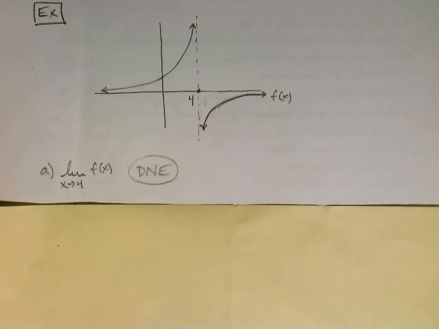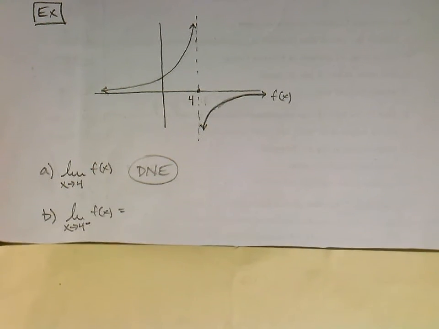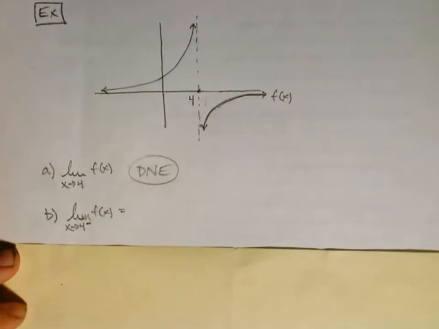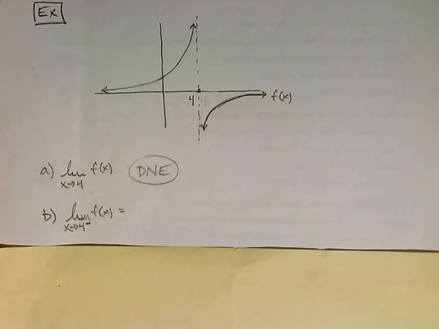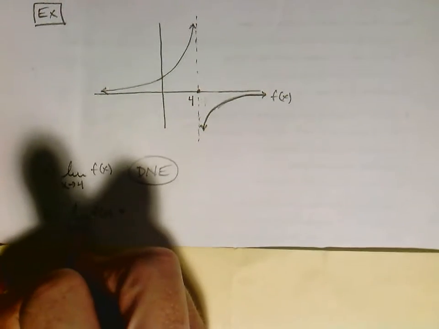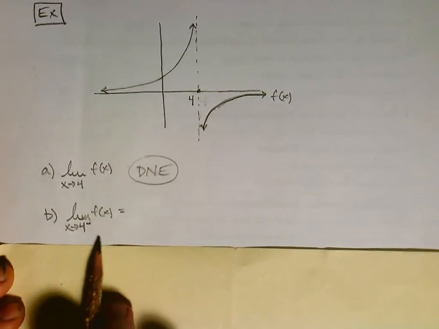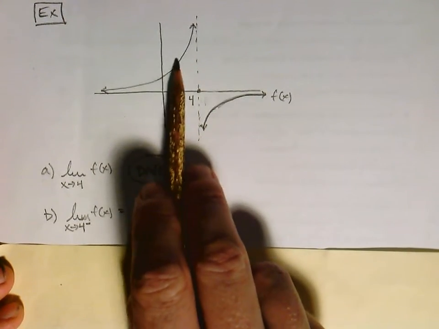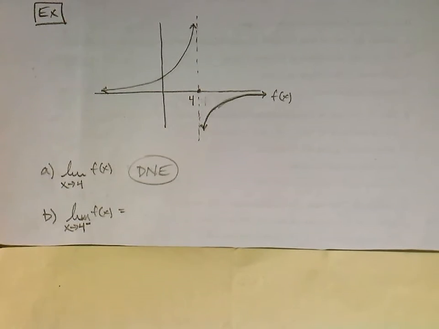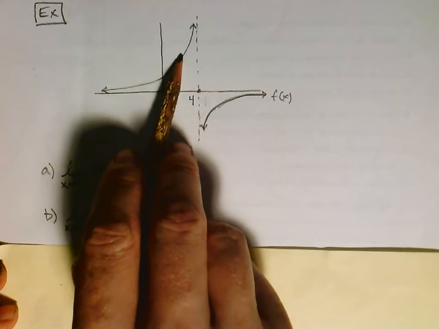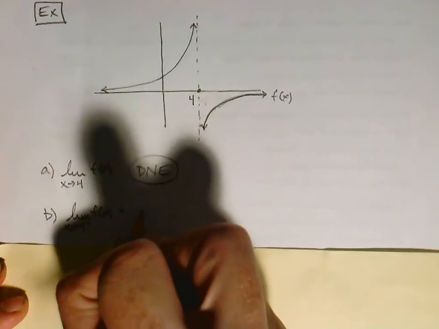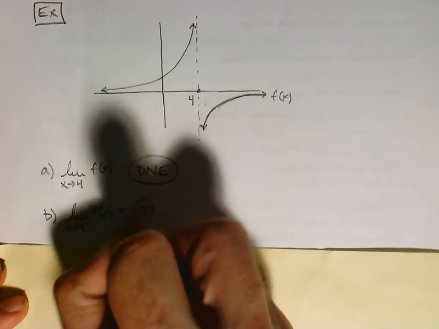What if, though, we were to look at the one-sided limits? The limit of f of x as x approaches 4 from the left, the little negative sign. If we approach from the left, well, we're talking about the left side of 4. Where is that function headed as x approaches 4 as we're moving up this way? You think, well, it's an asymptote, so it's just going to go up and up and up. This is going to equal infinity, positive infinity.